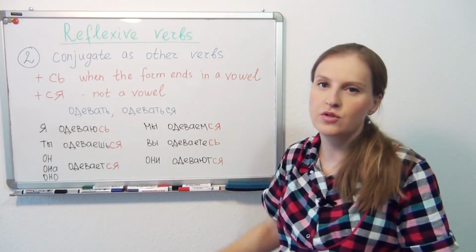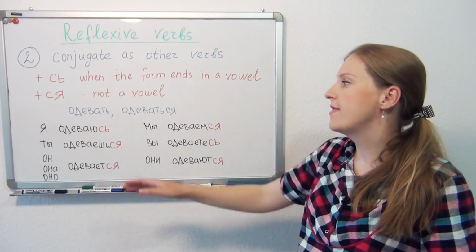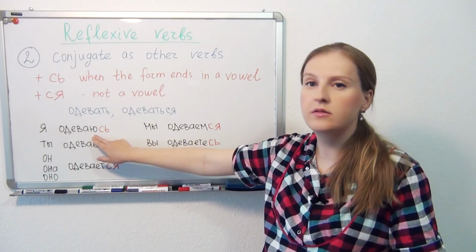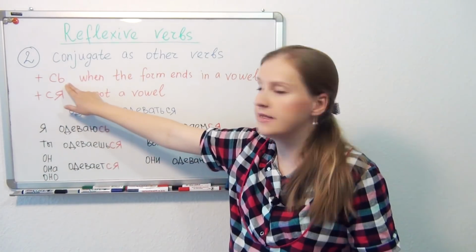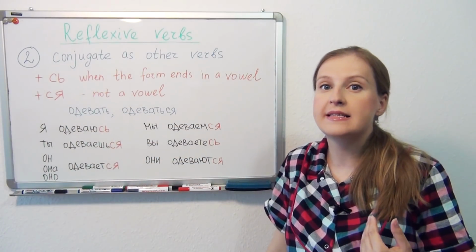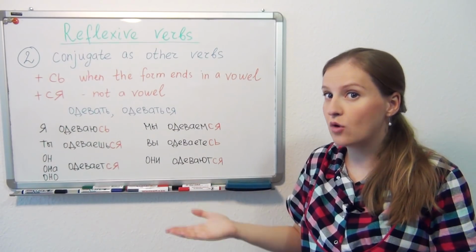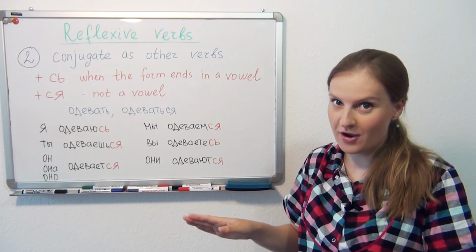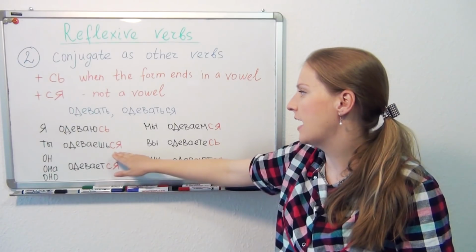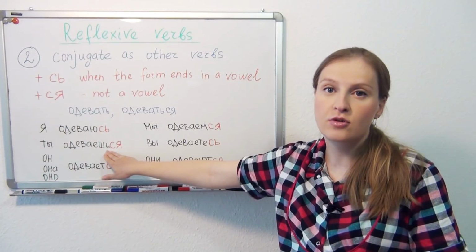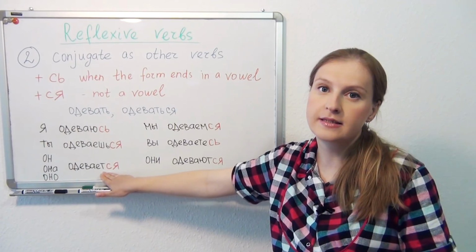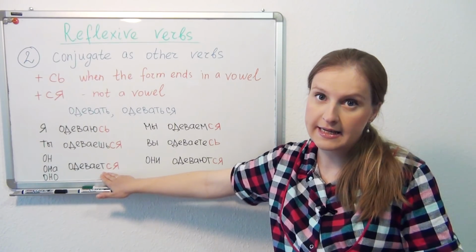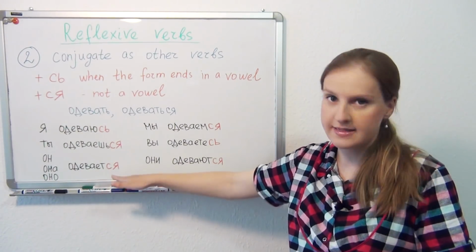And now, to create the reflexive verb forms, we need to add the suitable suffixes. When the form ends in a vowel, like here, ю is a vowel, we add сь. And when the form ends in a consonant or a soft sign, so not a vowel, we add ся. For example, here, the soft sign, that's why we add ся. Here, т. It is a consonant, that's why we add ся.